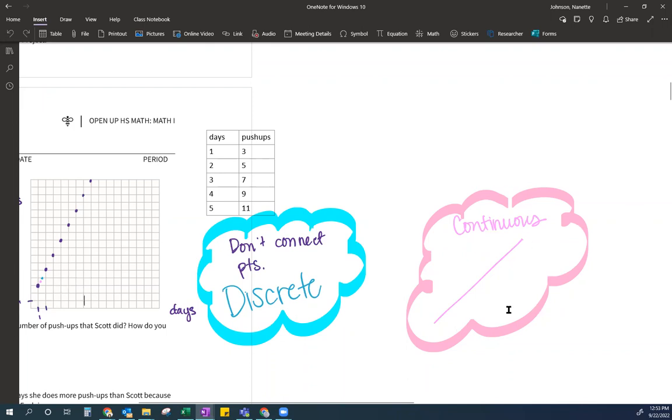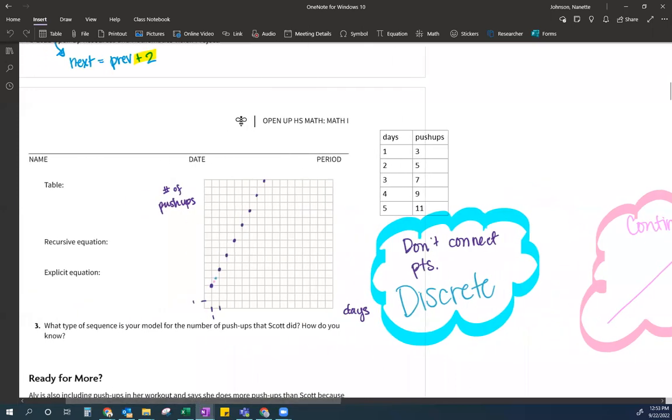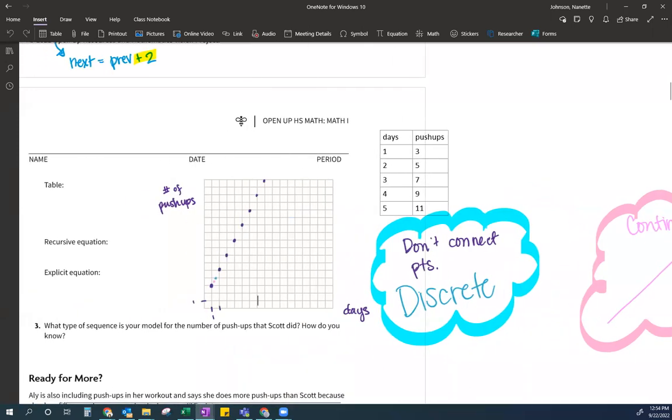Good? Okay, so that's what the difference is between continuous and discrete. So here's that graph for you. Make sense? Yay.